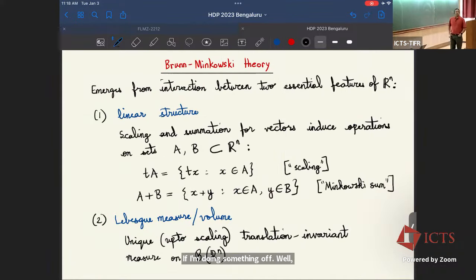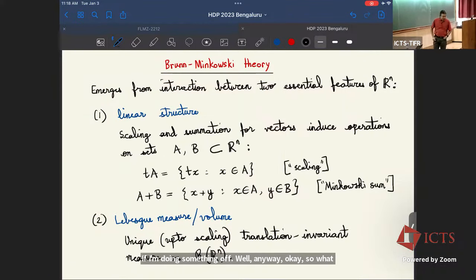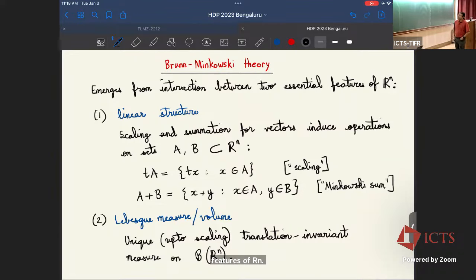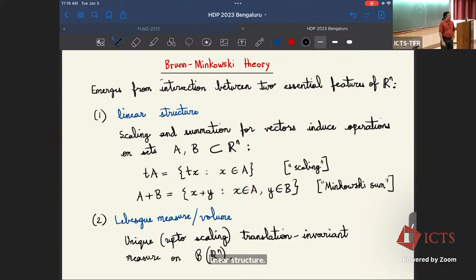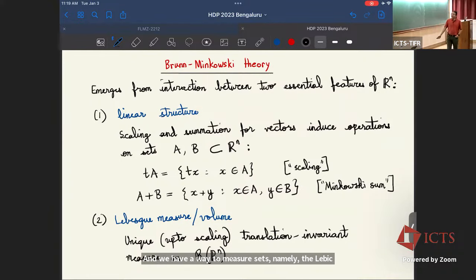Okay, so what does Brunn-Minkowski theory emerge from? It emerges from the interaction between two essential features of R^n, of finite dimensional real vector spaces, namely the linear structure, which involves two operations, right? We have scaling and summation. That's the linear structure. And we have a way to measure sets, namely the Lebesgue measure or the volume. And these are just essential features of R^n.